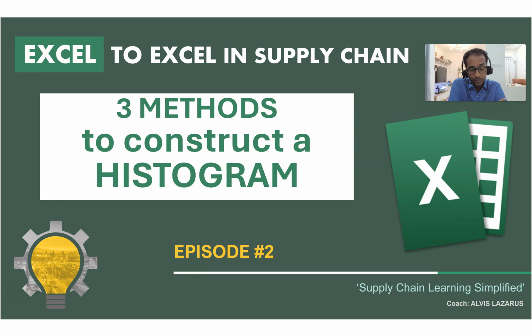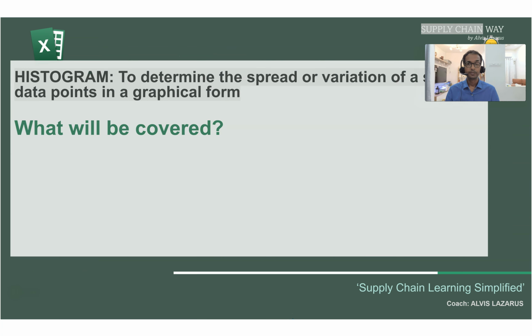So in this video, we will be learning about what a histogram is, where it can be used, and three methods to construct a histogram. So let's get started. A histogram is used to determine the spread or variation of a set of data points in a graphical form. Looking at a histogram, you can see whether the data is spread across, that is, there is variation, or it doesn't have much variation and everything is aligned somewhere near the mean.